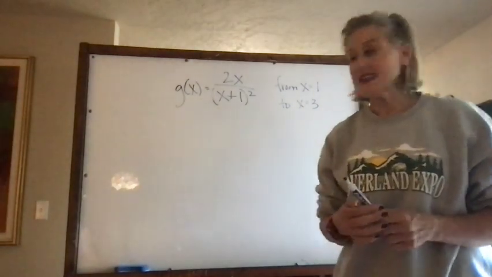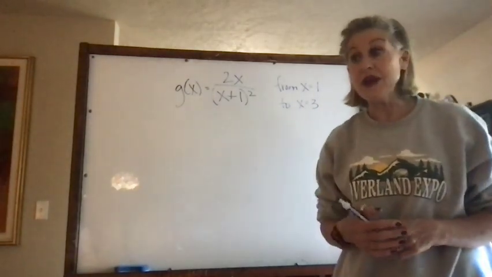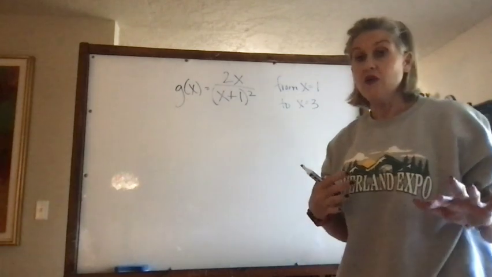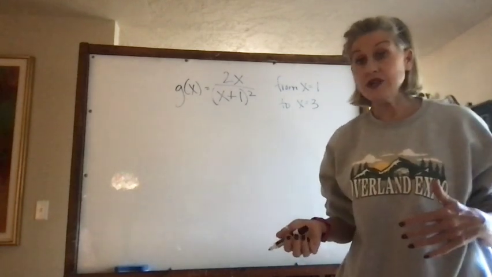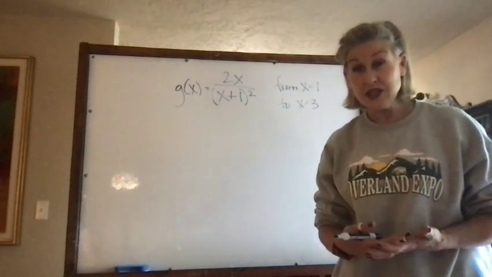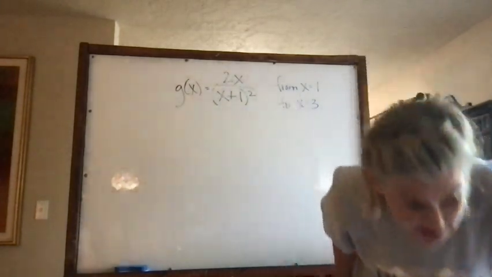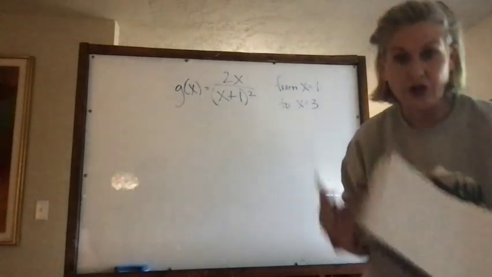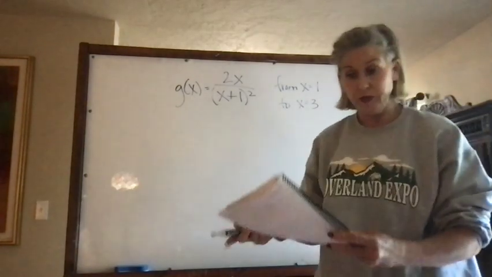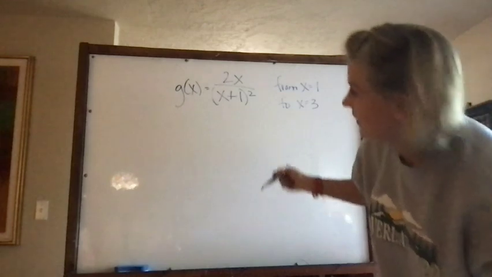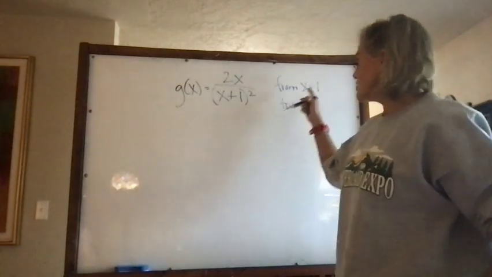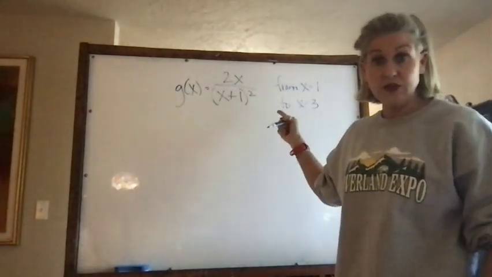Okay, guys, this isn't going to be the most glorious video I've ever made, but it will be something. I wanted to show you really quickly how to do average rate of change. And I took a problem from your book. This is on page 38 in your workbook. And it says, find the average rate of change from x equals 1 to x equals 3.